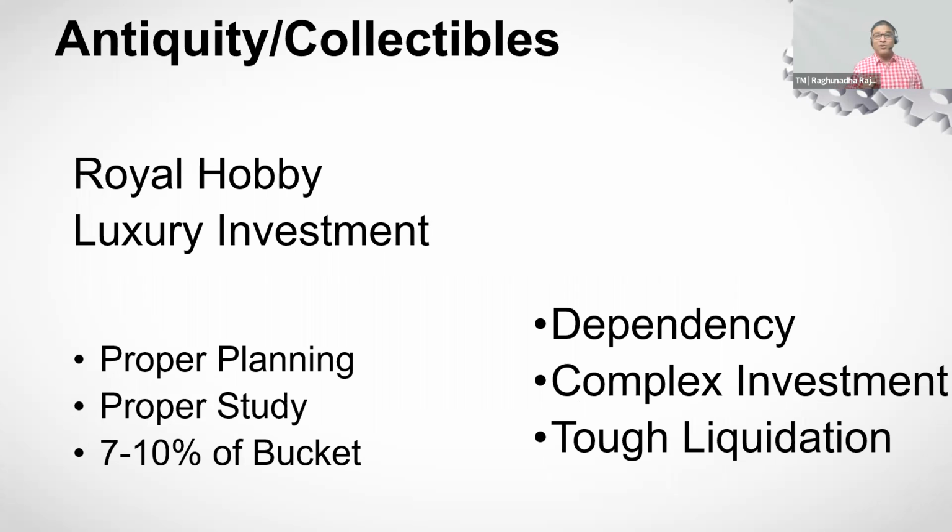The last thing I'm going to talk about is antiquity and collectibles. My favorite hobby: I collect coins. I have invested a lot of my savings into that because I believe in it. It is a royal hobby when it comes to antiquity or collectibles, and it's a luxury investment. You need proper planning and proper study because there are so many fakes. There's a lot of fluctuation and people keep spreading fake news, especially about antiquity. Plan properly and invest only a 7 to 10% bucket of your investment planning.